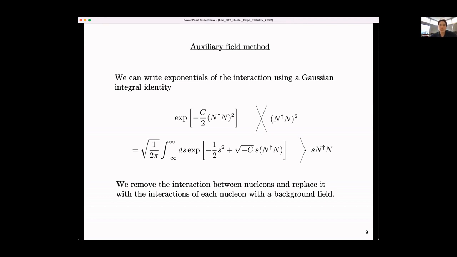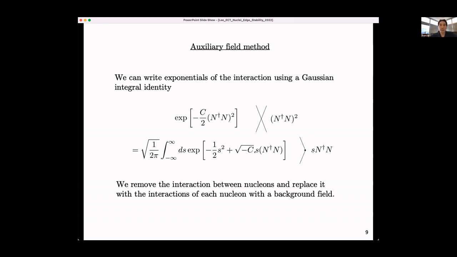We can see we have a quadratic form here, and you know how to do this integration. What you need to do is complete the quadratic form. And the term that's missing is exactly the term that's up here on the first line. So if I do this integration, I cancel the 1 over square root of 2 pi, and I get exactly this term, exponential of minus C over 2 (n dagger n) squared.